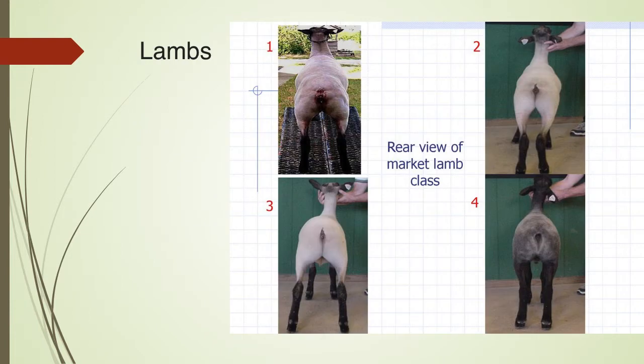Okay. So we're going to look at some examples here. If we're talking about muscling first, take a minute and look at these 4 rear views of a market lamb class and think about which one from the back has the most muscling. How can you tell?